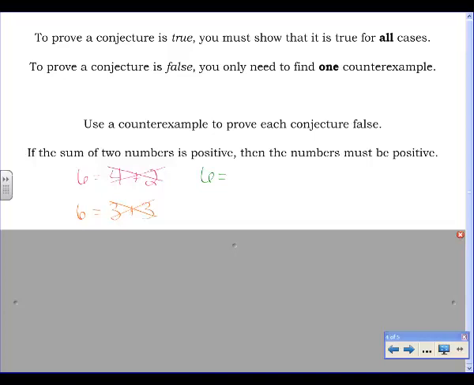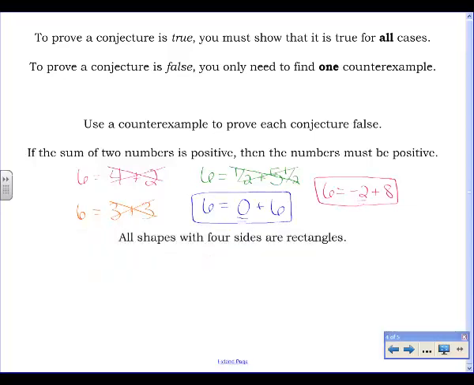How about fractions? 1/2 and 5.5, still both positive, so that won't work either. What about 6 and 0? 0 isn't positive or negative, so it works to disprove the statement. We could also use -2 and 8. Their sum is positive 6, but -2 isn't positive. Remember, it only takes one of those to disprove this conjecture.